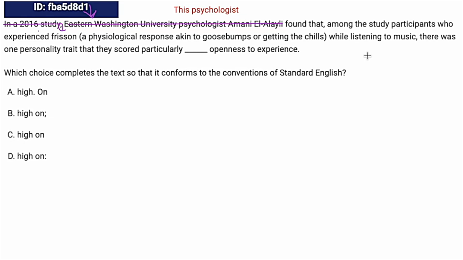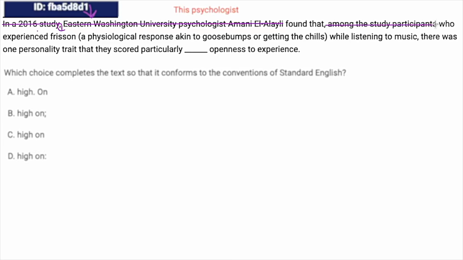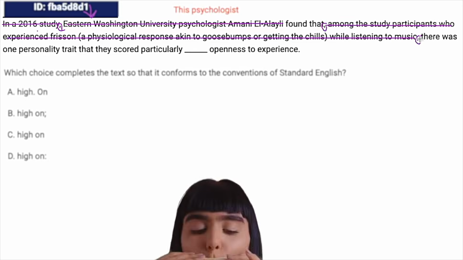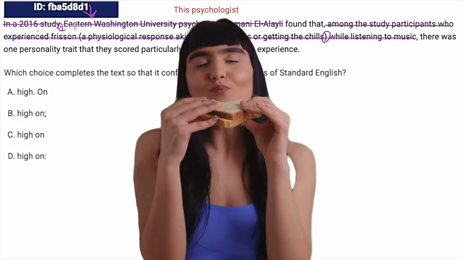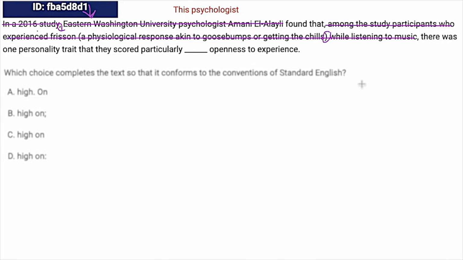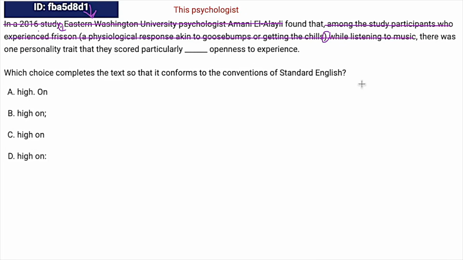Now see if you can spot the other things I would eliminate in this sentence. You can pause the video if you want, but yep, you guessed it. I'm getting rid of all this because we have another parenthetical. We actually have a parenthetical within a parenthetical. We've got the comma sandwich, and then in that we also have the parentheses sandwich. So now we just have this psychologist found that there was one personality trait that they scored particularly high on: openness to experience. And for this one, I also have a pretty confident answer, but I'm going to go through the elimination steps just to show you what that would look like.